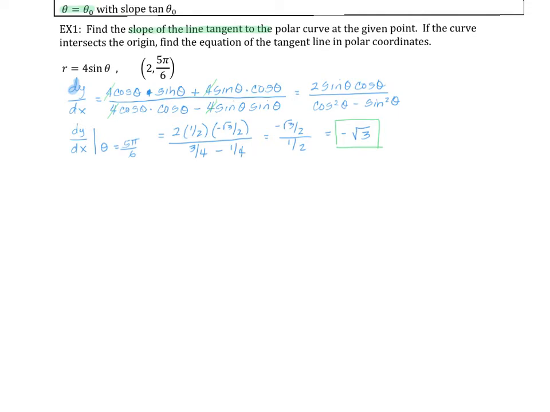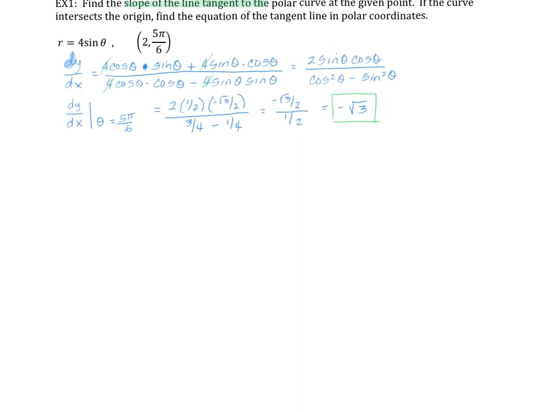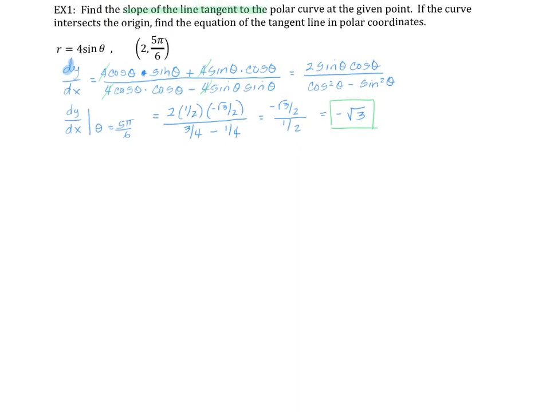Now the rest of this, the second sentence says, if the curve intersects the origin, find the equation of the tangent line in polar coordinates. When you look at the equation r equal 4 sine theta, and again, you could put this in your graphing utility or your calculator, notice that when theta is 0, r is equal to 0. So that passes through the point 0, 0, which is the pole.